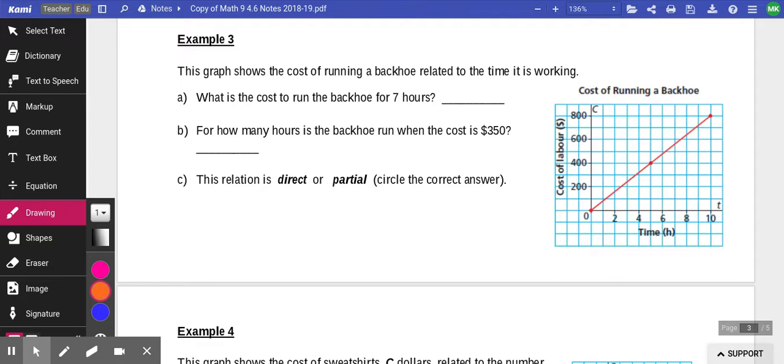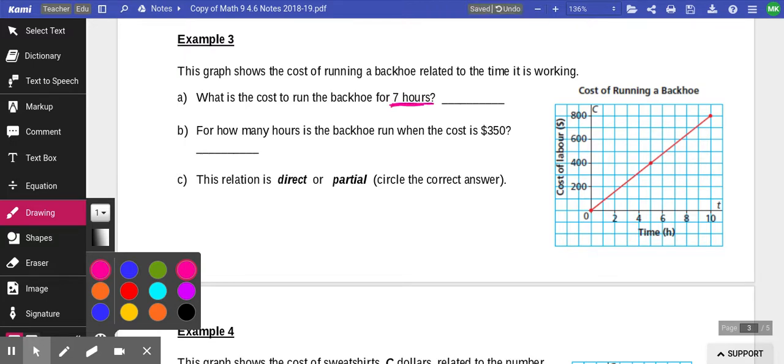All right, here's a bit of a word problem. Again, we're going to try to interpret our graph. It says this graph shows the cost of running a backhoe related to the time it is working. You look at your graph, it's a nice straight line. It's a linear equation. Question A, what is the cost to run the backhoe for 7 hours? They told me I was running for 7 hours. So that means on my graph, I'm looking for 7 hours.